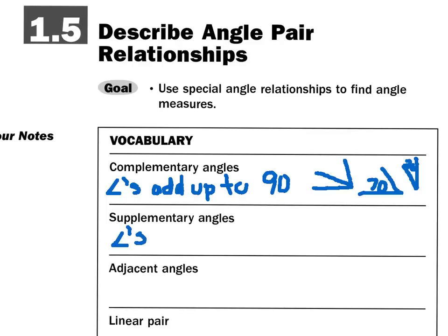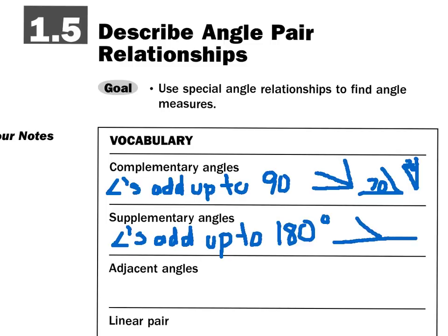Supplementary angles add up to 180. They make a straight line, like that.